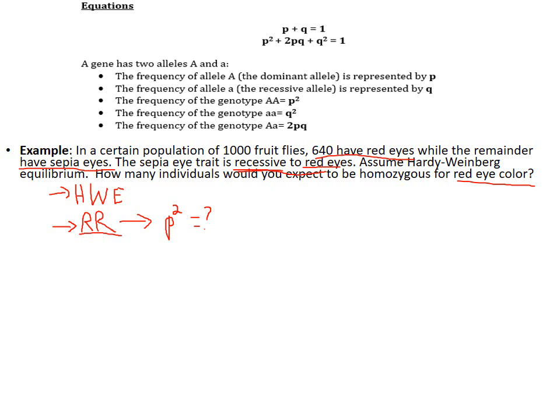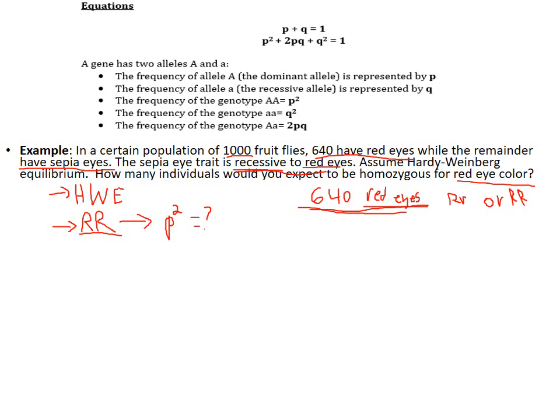Here's the tricky part. You're given some information. You're told that 640 individuals have red eyes. Now, sometimes students will be tempted to say, well, that's the number of individuals with red eyes, that's the homozygous dominant. Let's just divide that by 1,000 and we get 0.64. But don't forget, these red eye individuals could also be heterozygous individuals. So we can't figure out what P or P squared is from these 640 individuals because these could be big R, little r individuals or big R, big R. But here's what you do know. You have 1,000 individuals total.